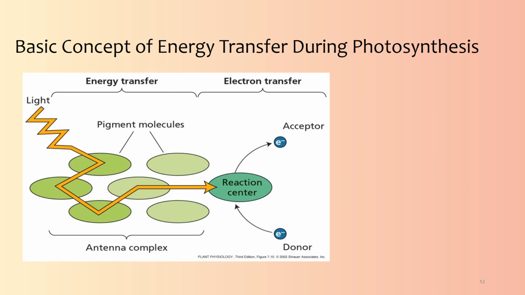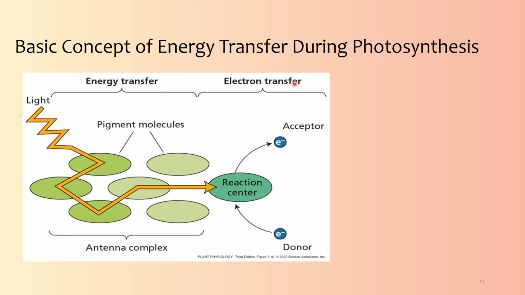Here the basic concept of energy transfer during photosynthesis is shown. Light energy is absorbed by many pigment molecules. After absorbing the energy, these pigment molecules transfer it by energy transfer to the other molecules in the antenna complex, and finally they deliver their energy, that is, light energy, to the molecule of the reaction center, where it accepts the electron from a donor like water and releases the electron to another acceptor, for example the many proteins in the Z scheme or the electron transport chain.